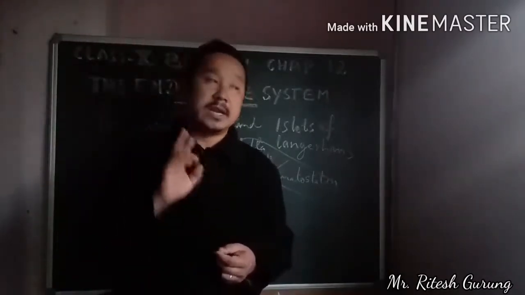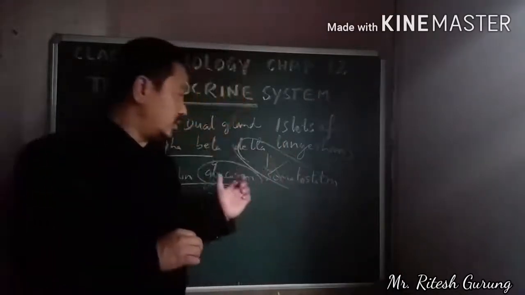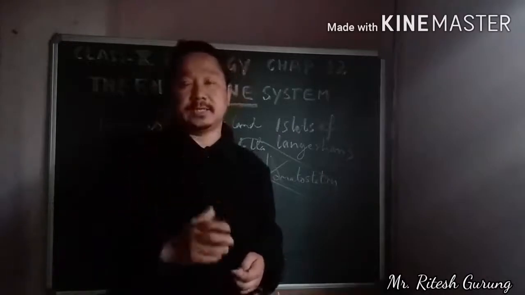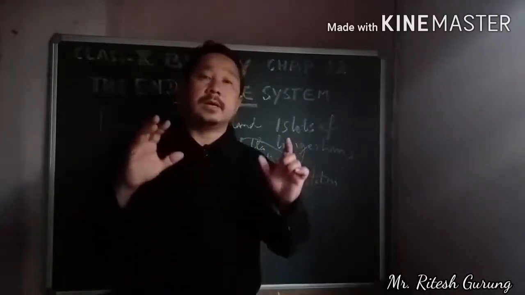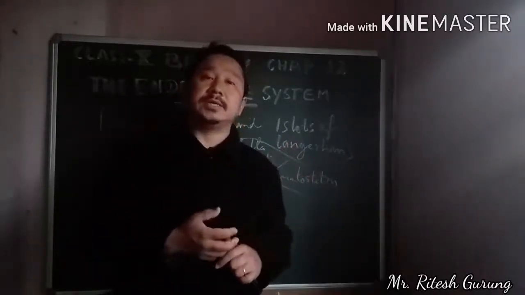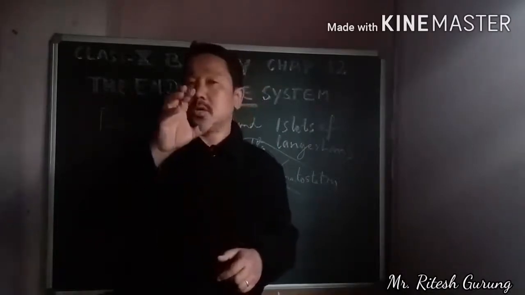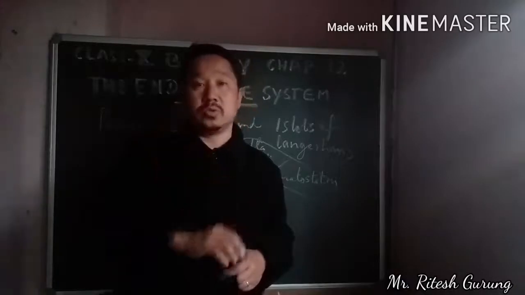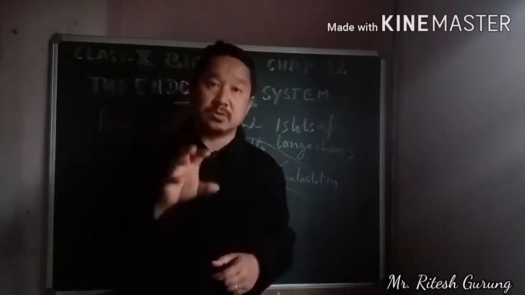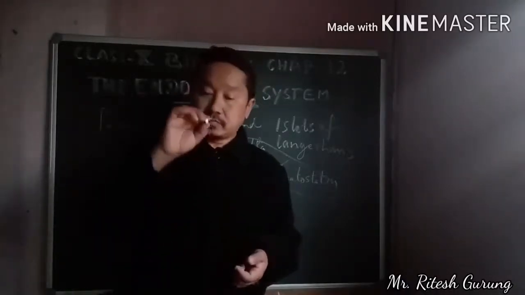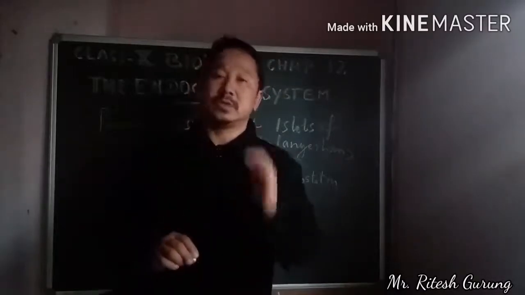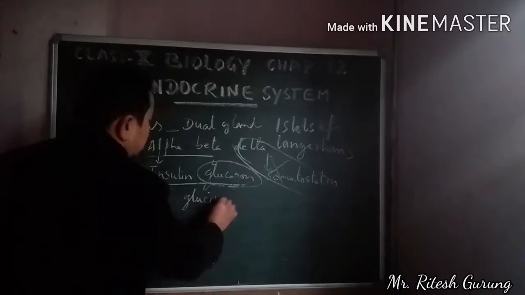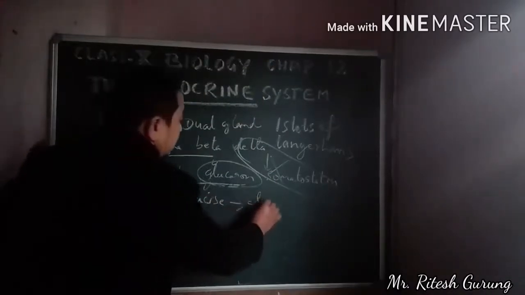Number two, this hormone, insulin, promotes the deposition of glucose, especially the deposition of extra glucose in the form of glycogen. In the form of what? Glycogen. That means glucose in the form of glycogen.